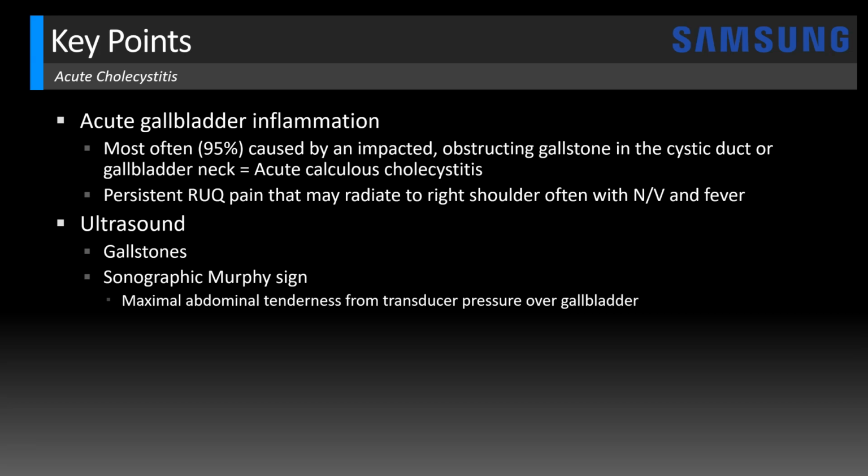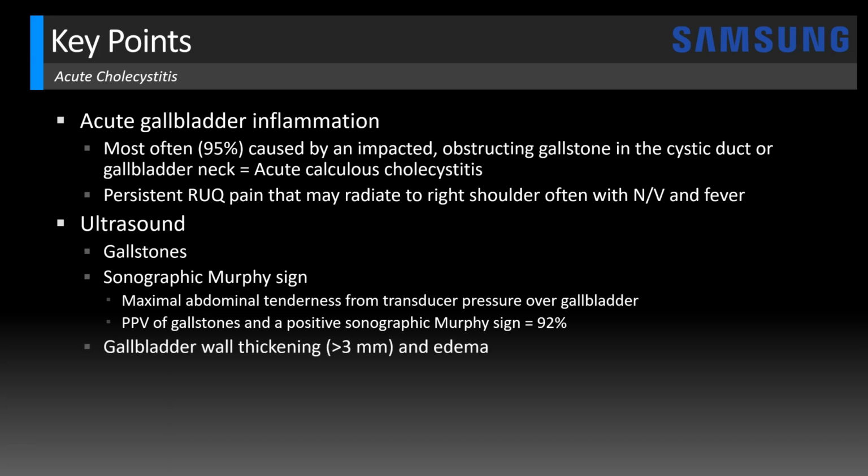And this is the radiological correlate for the clinical Murphy sign, which is elicited by deep palpation of the right upper quadrant and then asking the patient to take a deep breath in, and if the patient's breath abruptly stops, that's considered a positive clinical Murphy sign. And the combination of gallstones and a positive sonographic Murphy sign has a positive predictive value of 92% for acute cholecystitis. So it's an important combination.